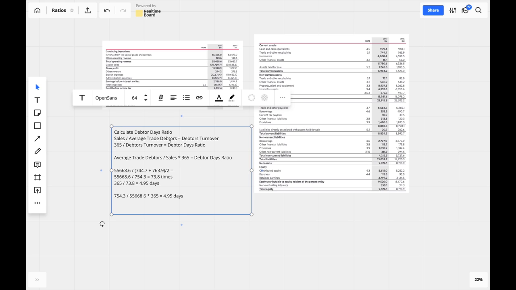So again, let's just recap. Our debtors days is the actual number of days that we take to collect all the cash from our customers. But you first need to work out your debtors turnover, which is a ratio of how many times we're turning over the entire balance, which we then convert into a debtors days ratio.